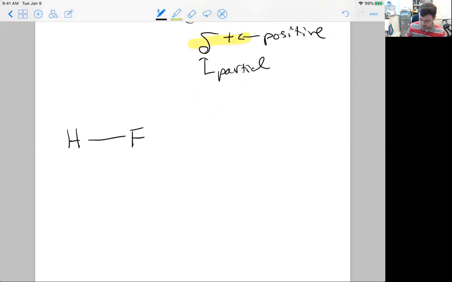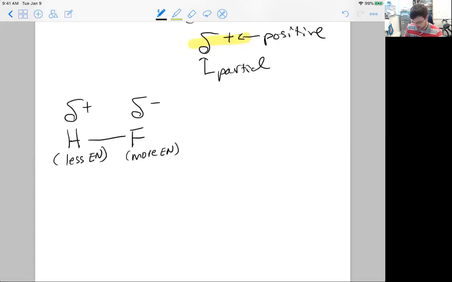So what we would do is recognize that we have a difference in electronegativity, where the fluorine is more electronegative, the hydrogen is less electronegative. More electronegative on the fluorine, less electronegative on the hydrogen. As a result, we have a partial positive charge, or a delta plus on the hydrogen, and a delta minus on the fluorine atom.